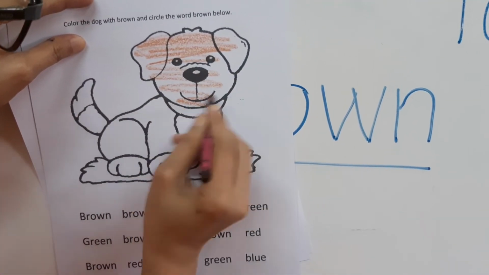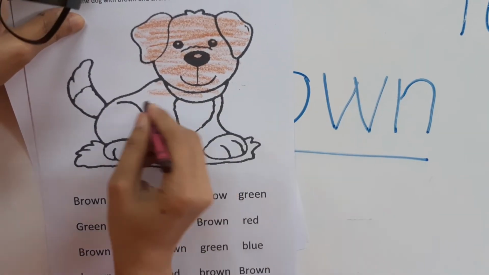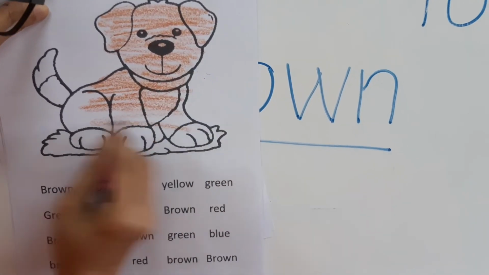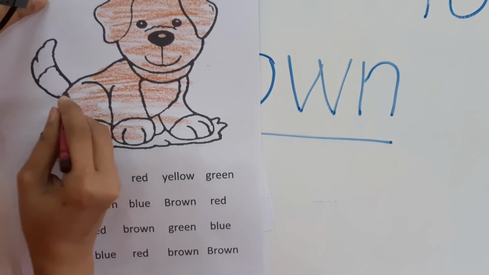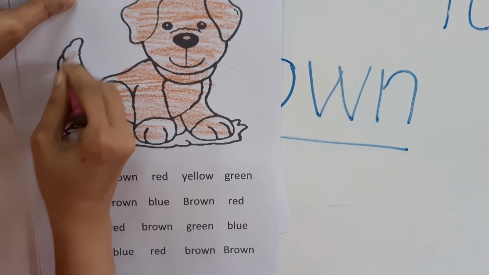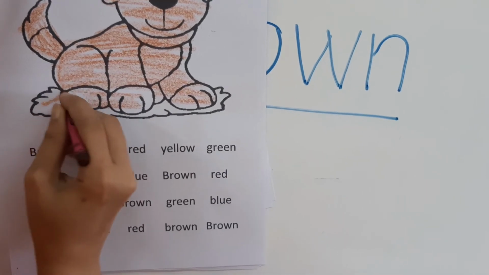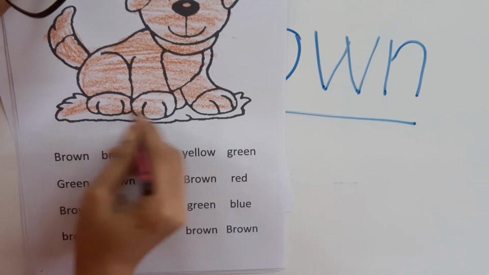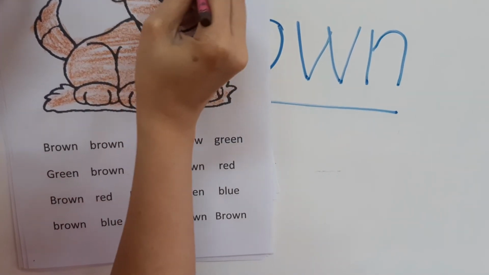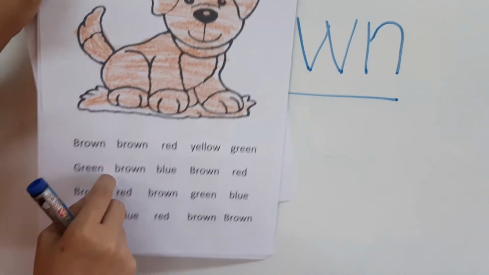Can you color this one with brown? Okay. Hold the crayon properly and color it carefully. Okay. Have you seen a dog brown? Before, my dog is color brown. Okay, you can do like this. Okay. Is it beautiful? Yes. And let's find the word brown.